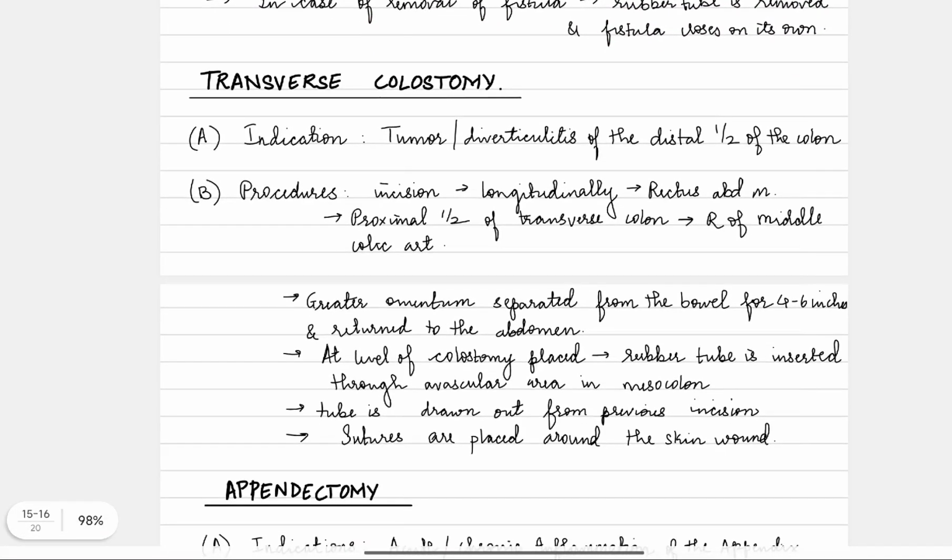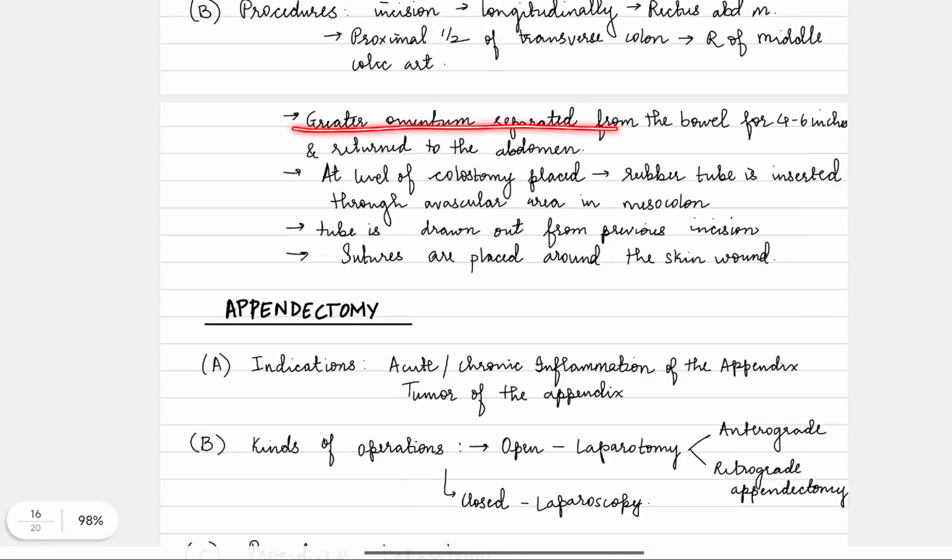Next is transverse colostomy. Indication is tumor or diverticulum of the distal half of the colon. An incision is made longitudinally on the rectus abdominis muscle, over the proximal half of the transverse colon. Then an incision on the proximal half of the transverse colon, right of the middle colic artery. The greater omentum is separated from the bowel for 4 to 6 inches and returned to the abdomen. At the level where the colostomy is placed, a rubber tube is inserted through the avascular area of the mesocolon. The tube is drawn out from the previous incision. Sutures are placed around the skin.